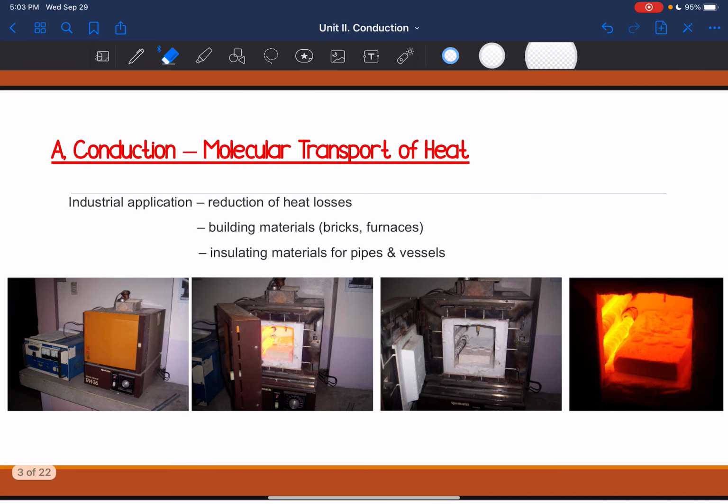Okay, as a start, we define what conduction is and its industrial application. I think I have here some pictures of an oven. This is the actual picture that I took when I did my thesis during my master's. You could see that this oven has a very thick insulation, as you could see here.